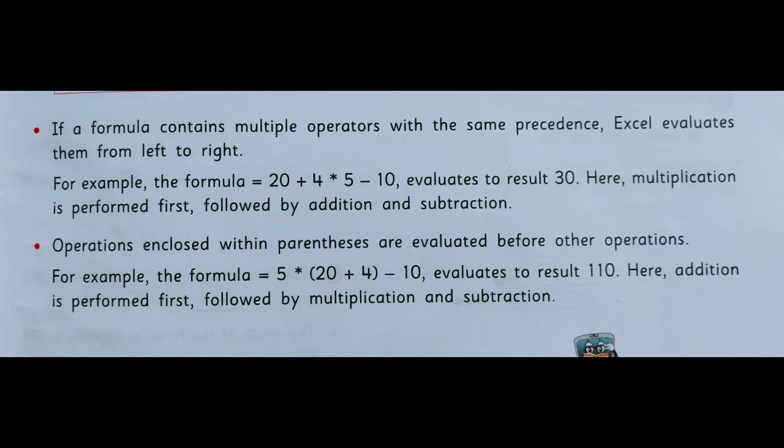Operations enclosed within parentheses are evaluated before other operations. For example, the formula 5 multiplication bracket 20 plus 4 minus 10 evaluates the result 110. Here addition is performed first, followed by multiplication and subtraction.